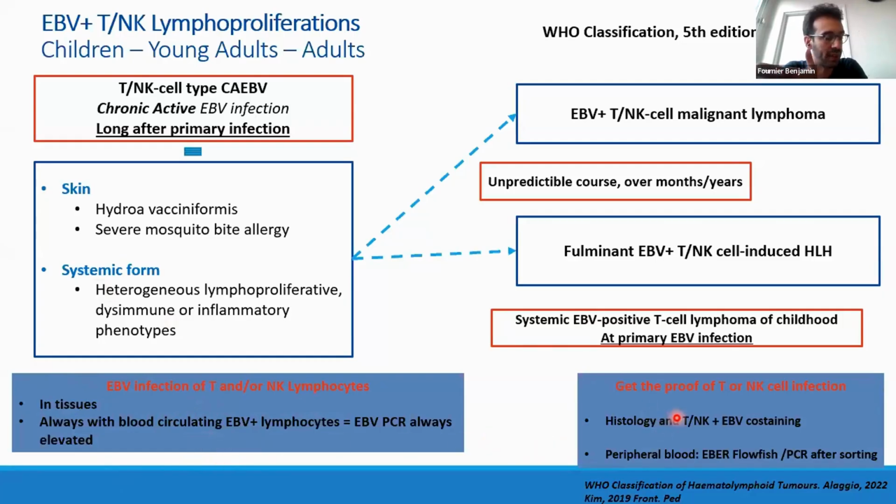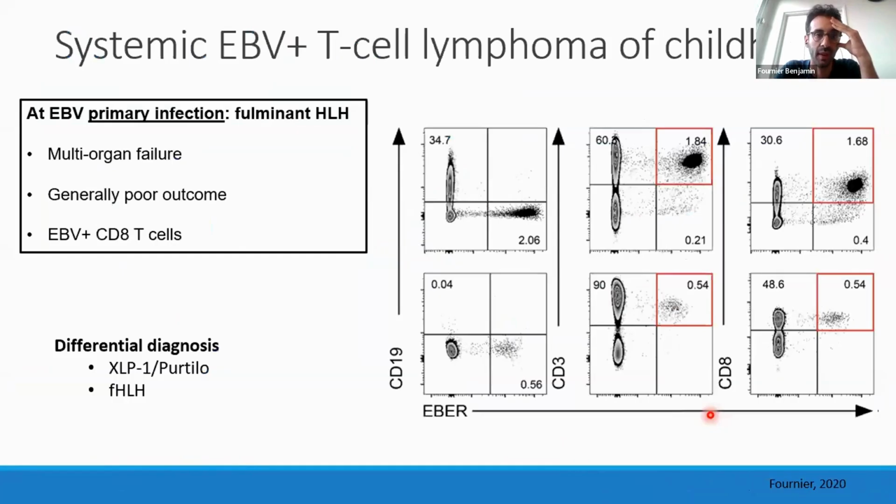And you have to get the proof that it is T/NK cells using the methods that I've previously mentioned. So here is an example of systemic EBV T cell lymphoma of childhood. As I mentioned, it is during primary infection with fulminant HLH, multi-organ failure, generally with poor outcome. EBV is only in CD8 T cells, as you can see in both patients, one patient and here a second patient. There is almost nothing, if anything, in B cells, and all is located in CD3 and more particularly CD8 T cells. And the differential diagnosis with severe HLH at primary infection is Purtilo syndrome and familial HLH.